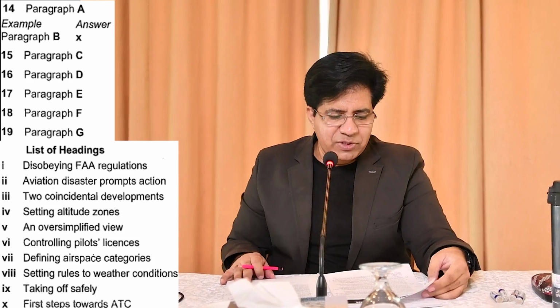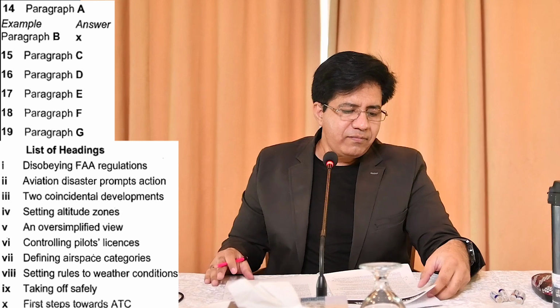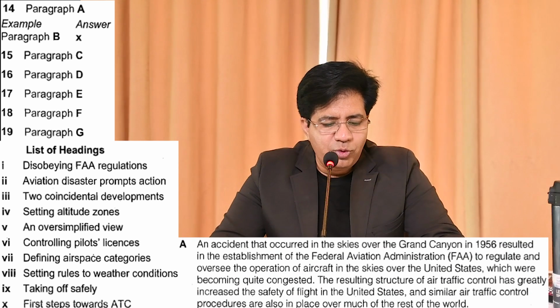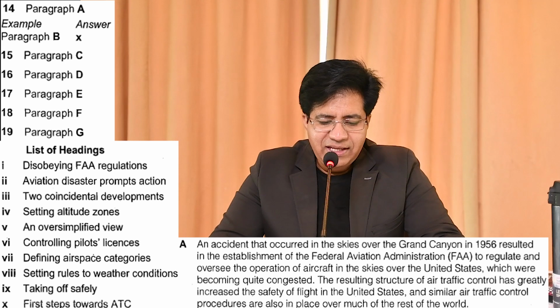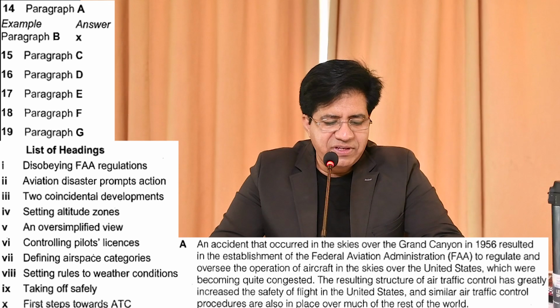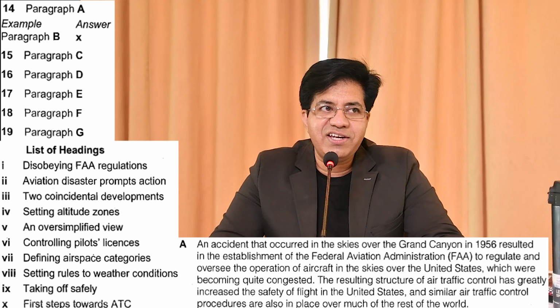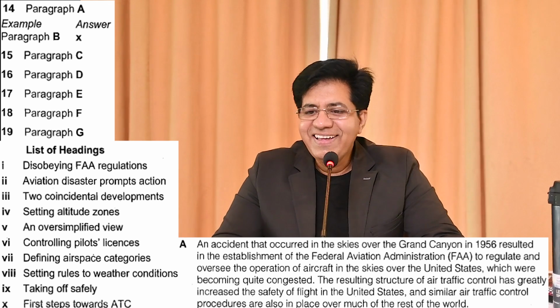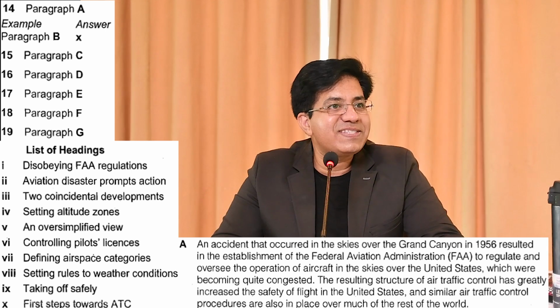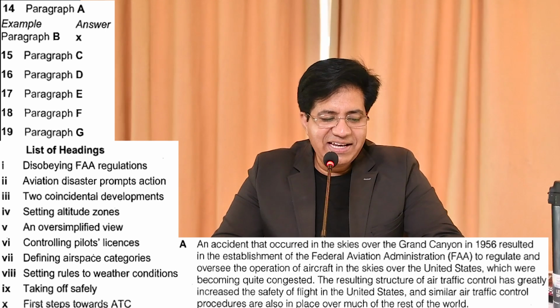And now please come to paragraph A. An accident that occurred in the skies over the Grand Canyon in 1956 resulted in the establishment of the Federal Aviation Administration. Very simple. Accident that occurred in the skies. Heading number?